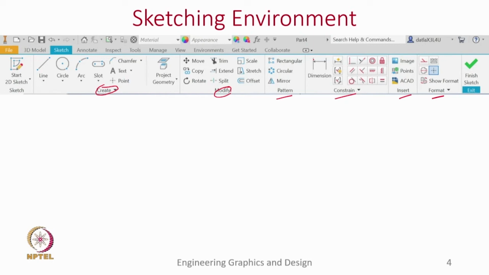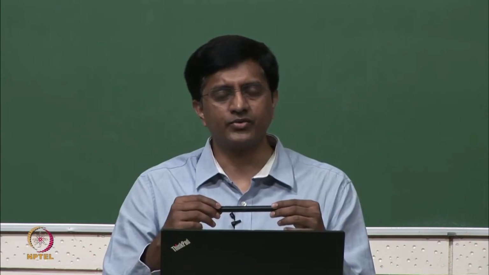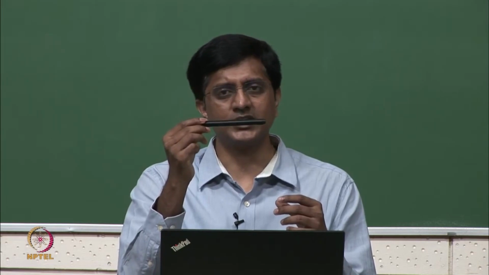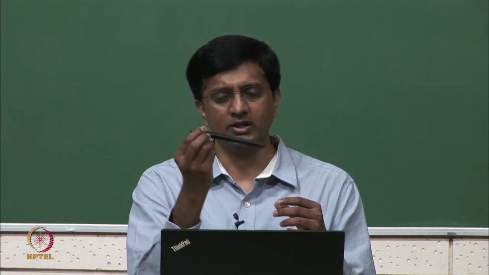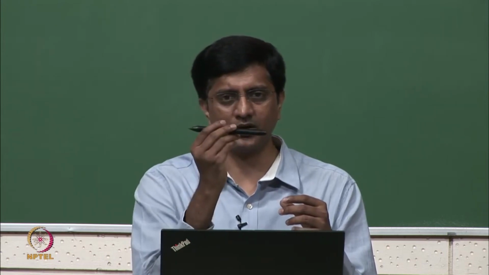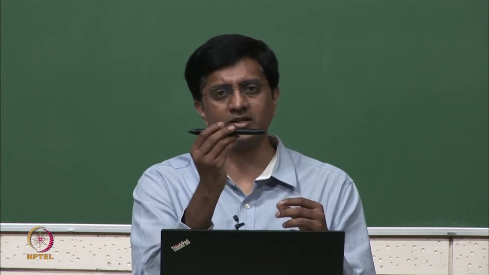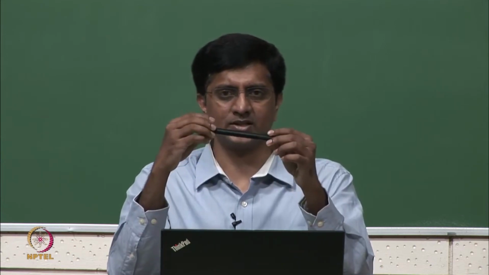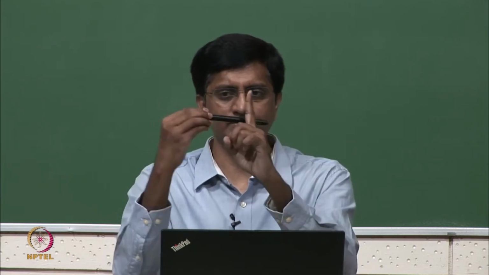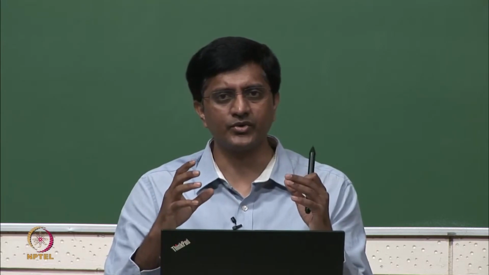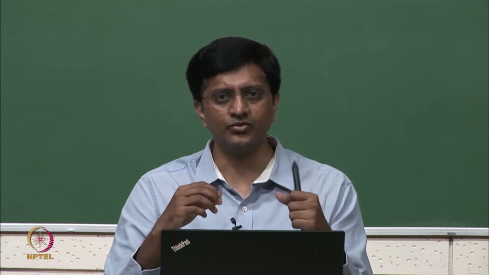So, just to review the degrees of freedom, let us say a pen here, right, it has 6 degrees of freedom. It has 3 degrees of freedom to move in the x direction, y direction or the z direction, as well as 3 more degrees of freedom: rotation about x axis, rotation about y axis and rotation about z axis. So, it has 3 translational degrees of freedom and 3 rotational degrees of freedom.